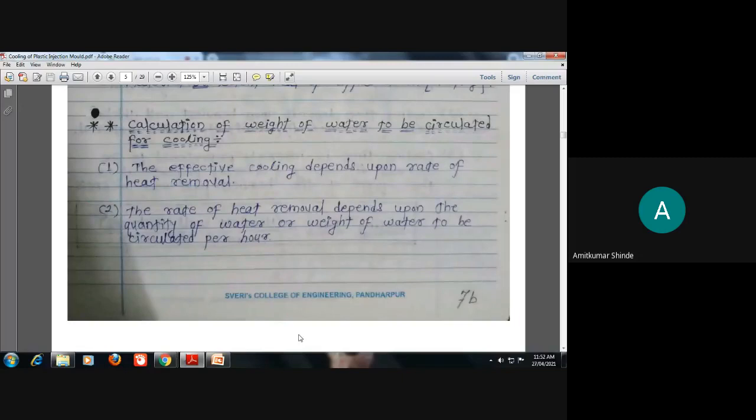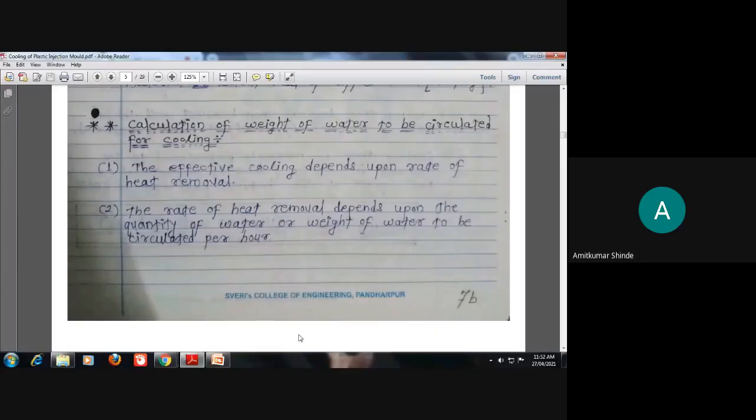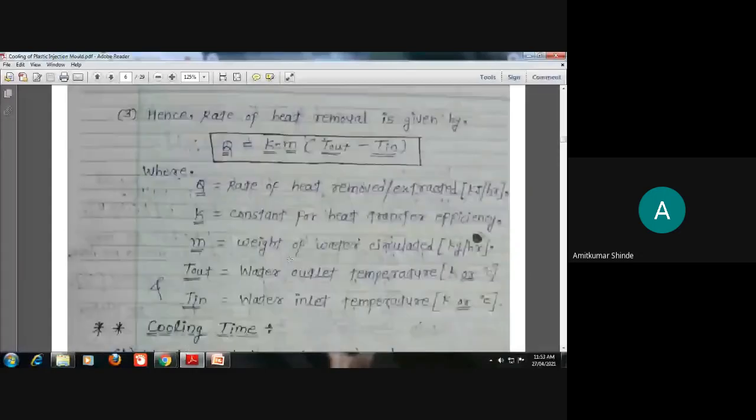That is, effective cooling depends on the rate of heat removal, and rate of heat removal depends on the quantity of the water or weight of the water circulated per hour. That is nothing but the weight of the water, and this weight of the water is calculated by using this formula. Here you have to use this formula, heat removal rate. Again, this is another formula for a heat removal rate. This is Q is equal to Km (T out minus T in).